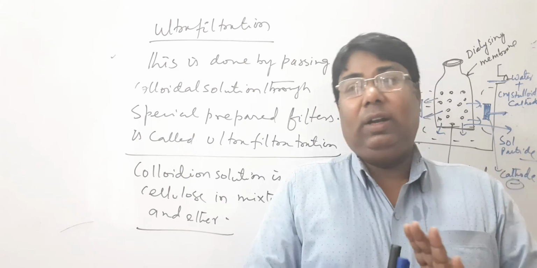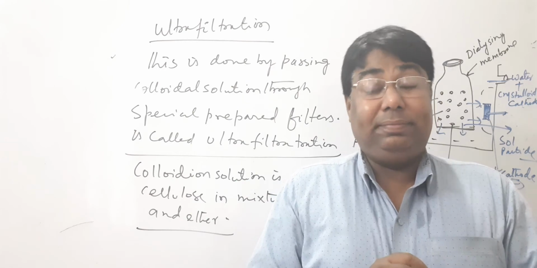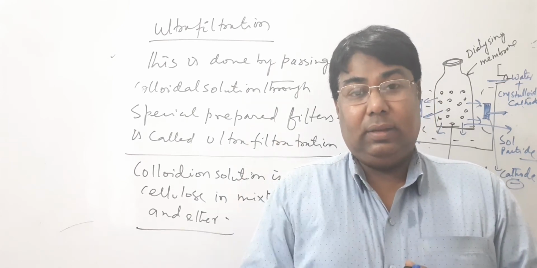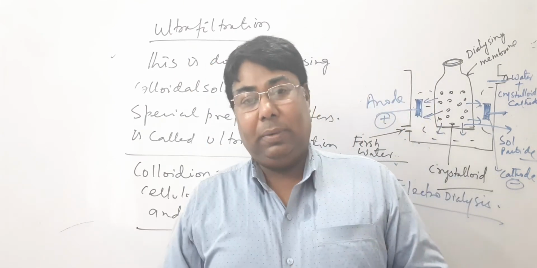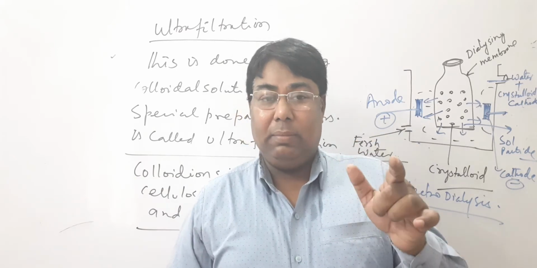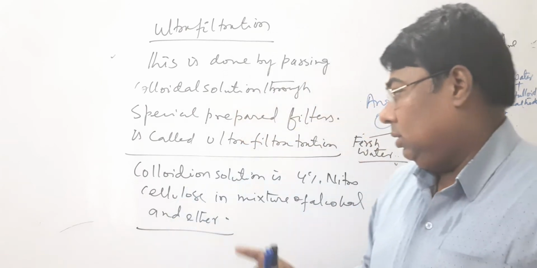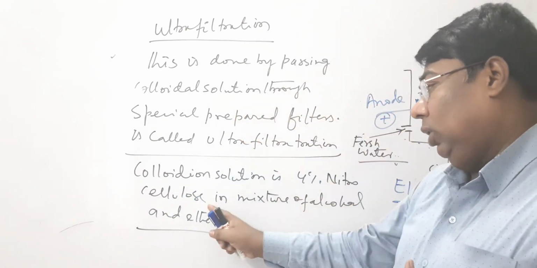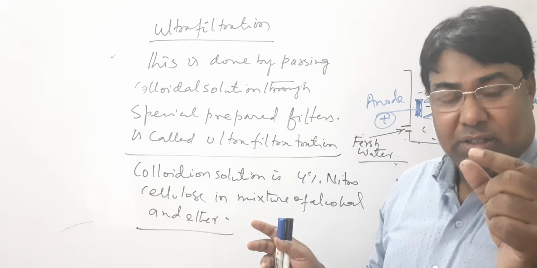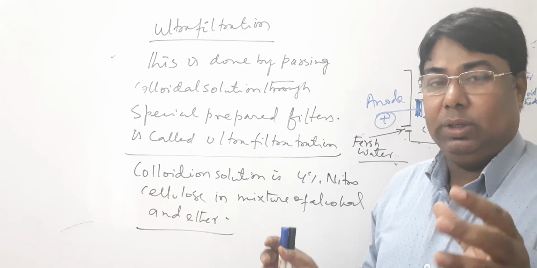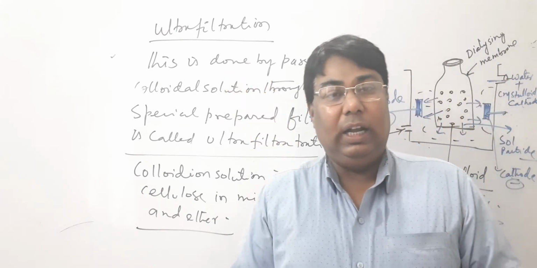So when ordinary filters are used, the colloidal solution also passes through with the impurities. Colloidal solutions and impurities pass simultaneously through normal filter paper. So the pore diameter of filter papers is reduced by the application of collodion. Collodion is a mixture of 4% nitrocellulose in alcohol and ether. This helps to restrict the pore size of the filter paper, so only the impurities pass out and the colloidal particles are left behind.